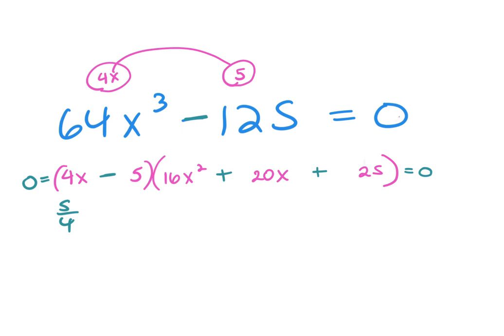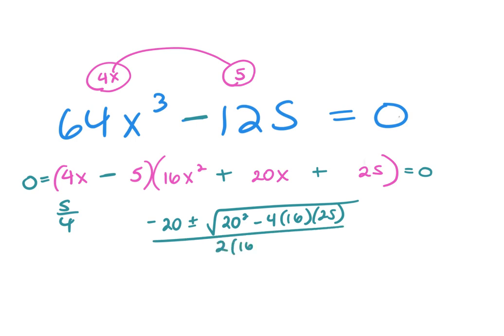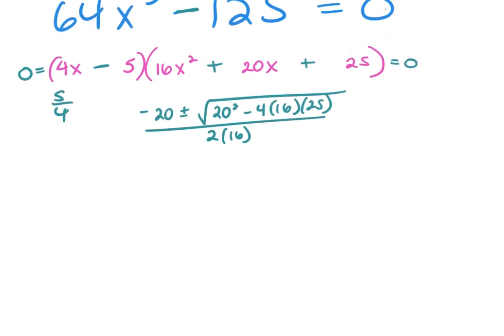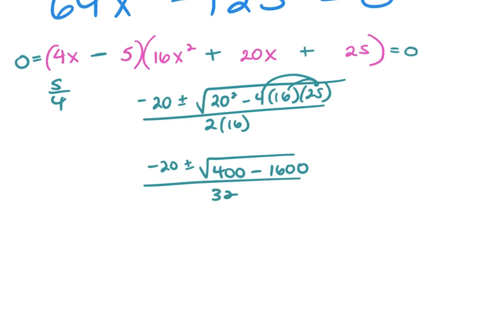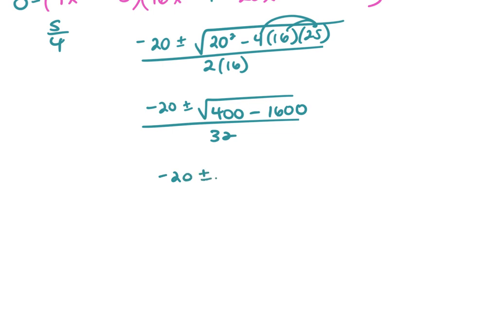The second part, you have to do quadratic because it's not factorable. So I picked big numbers because I know they're not on your test, but they probably won't be this big. Negative b plus or minus the square root of b squared minus 4 times a times c, all over 2 times a. And I get negative 20 plus or minus the square root of 400 minus, this is 100 times 16, so 1600, over 32. This is negative 20 plus or minus the square root of negative 1200 over 32.